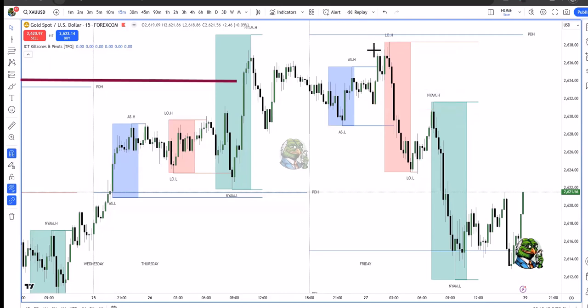Let me draw that again. These two up candles, which is our bearish order block, okay? And these two down candles, right? That is our mitigation block. So it's coming up into essentially all of this, which is a bearish signature, right?